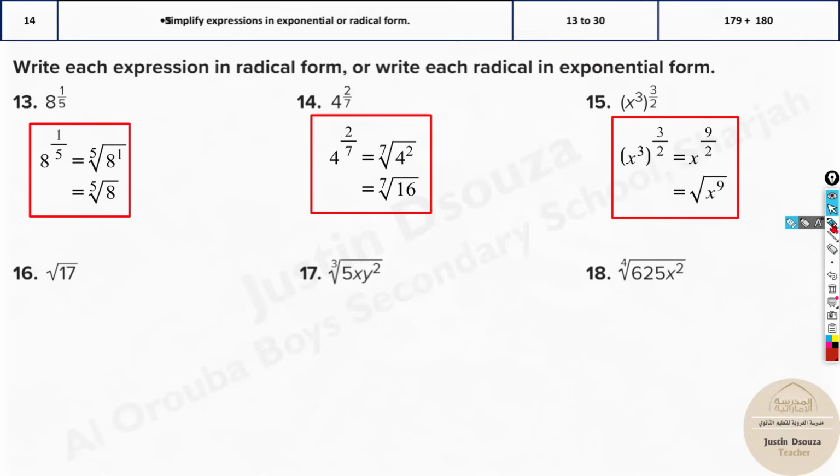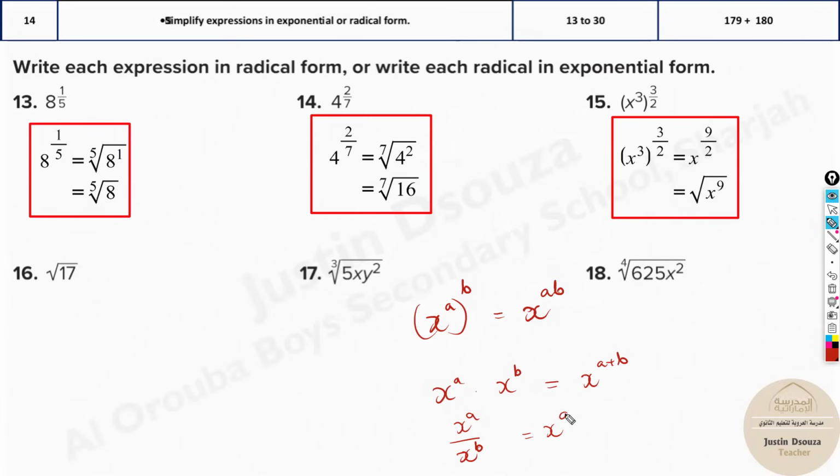Now what about the variables? Then you have to just remember this. I'll write some rules. x to the power a, the whole power b, is x to the ab. This is the power to power rule. Now what if it is x^a multiplied by x^b? They're multiplied, the bases are same, then it is x to the, sorry, not ab, it is a plus b. And lastly, if you have x^a divided by x^b, you will have to subtract, x to the a minus b. These are the important rules.